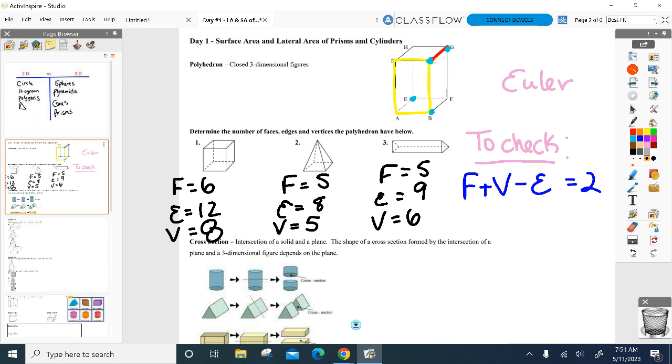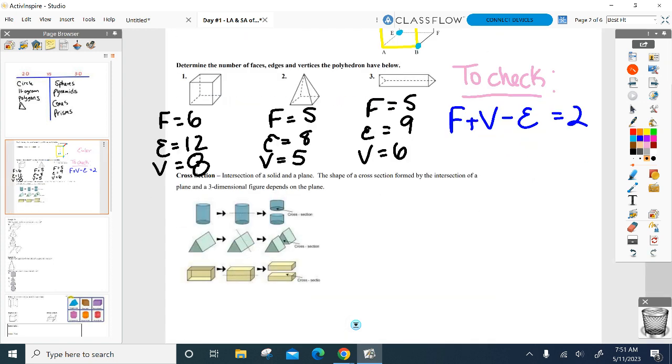Always. Amazing. So if you ever want to check, I'm never going to require it, but if you ever want to check you have the right amount of all of them, you can plug it into that formula, Euler's formula. Faces plus vertices minus edges equals 2. Amazing, huh? All good? Everyone good with faces, edges, and vertices? Okay, next up.